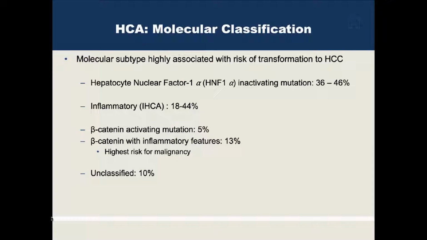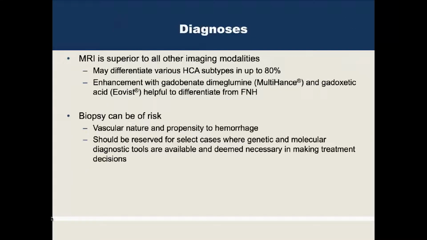The ones that do have the highest risk of malignancy are those with the beta-catenin activating mutation, which happens in 5%, and the beta-catenin with inflammatory features, which happens in 13%. 10% of these tumors will remain unclassified and are generally associated with a low risk of transformation to HCC.